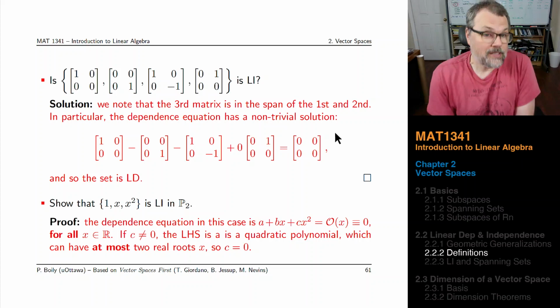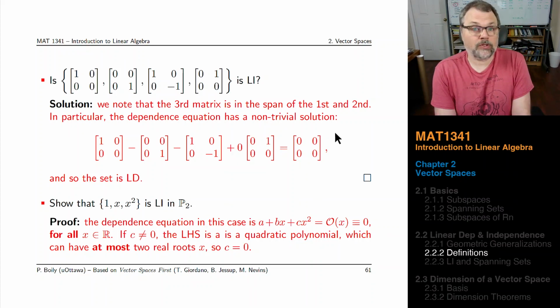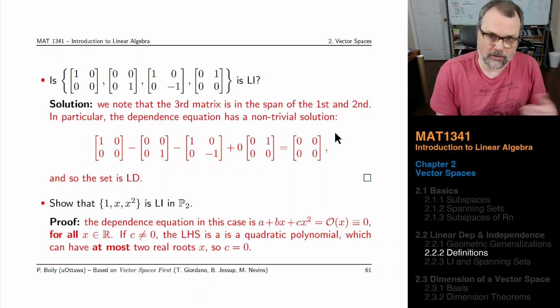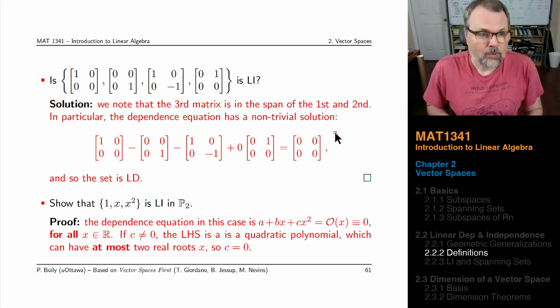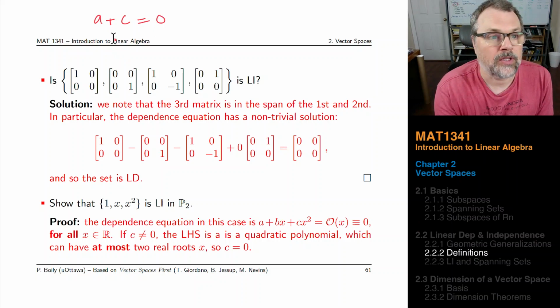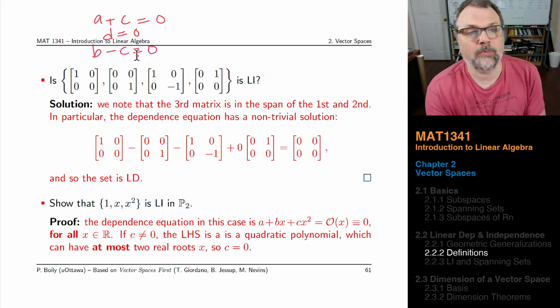So yeah, it is easy to show that the dependence equation has a non-trivial solution if I give you the non-trivial solution. But how do we find the non-trivial solution, right? What's the solution to the system? A plus C equals 0. Then we had D equals 0. Then we have nothing for the other one, and then we have B minus C equals 0. That's what the dependence equation reverts to.